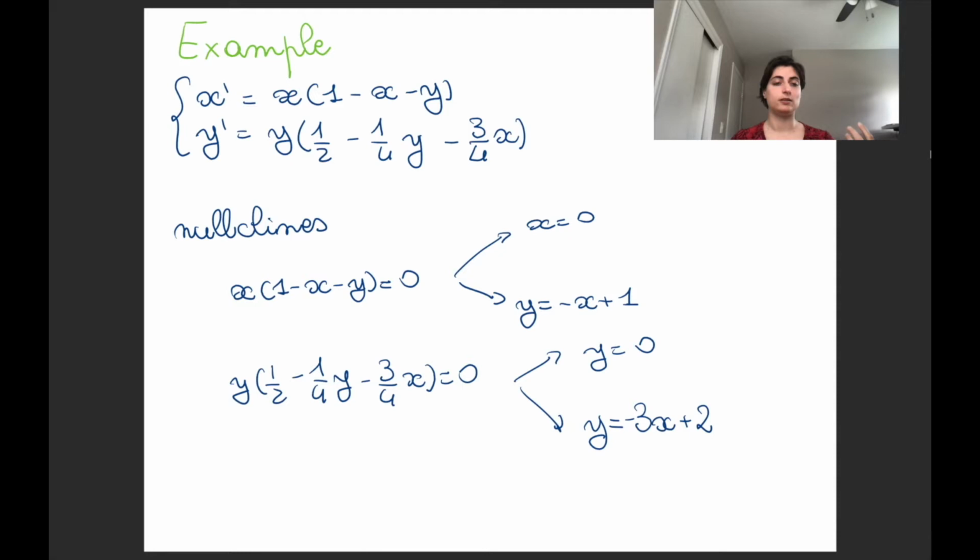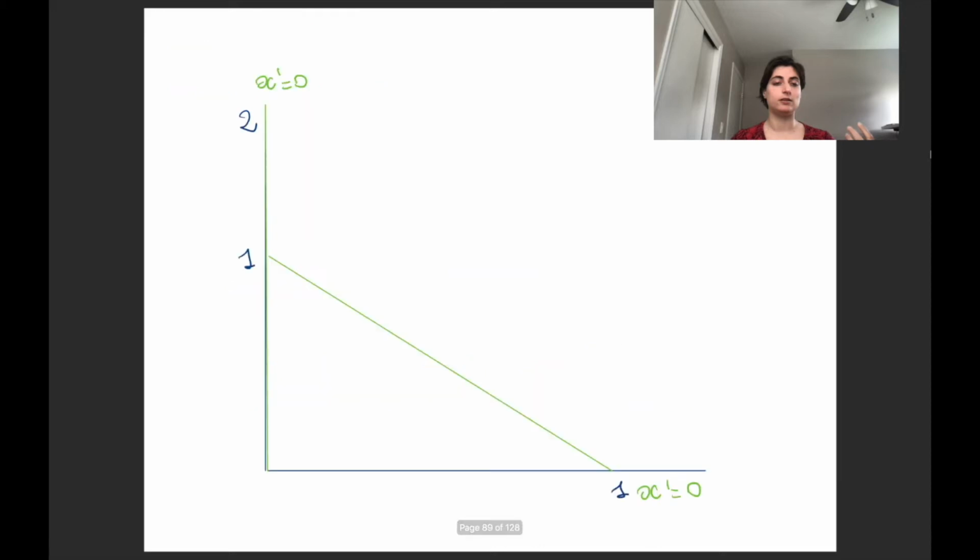We have that x prime is equal to 0 for x equal to 0, or y equals minus x plus 1, and y prime is equal to 0 for y equal to 0, or y equals minus 3x plus 2. So we can draw that. We have the vertical line at x equal to 0, that is x prime equal to 0, and then a horizontal line that is also x prime equal to 0. So these are the two null lines associated with x. And then we have the two null lines associated with y. We're only looking at the positive quadrant.